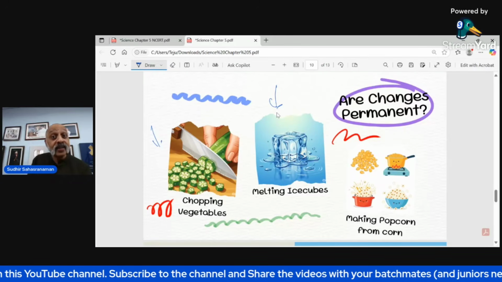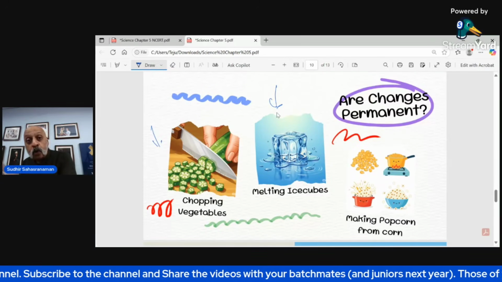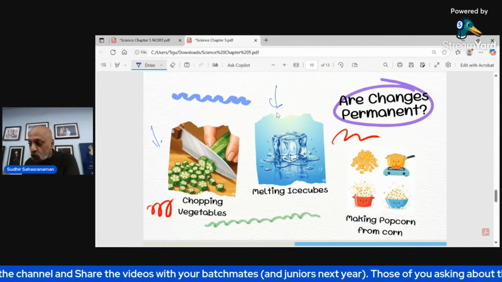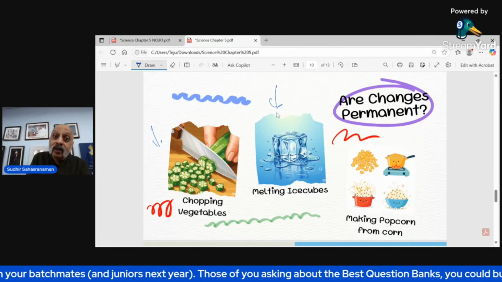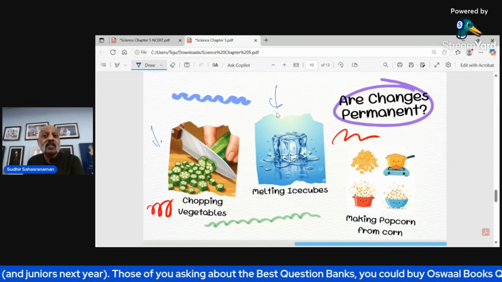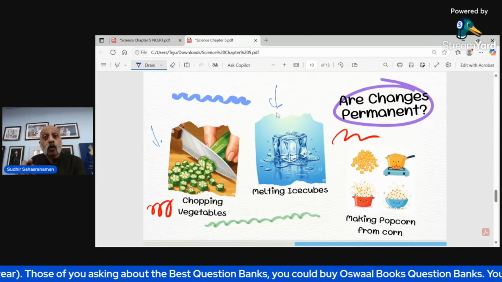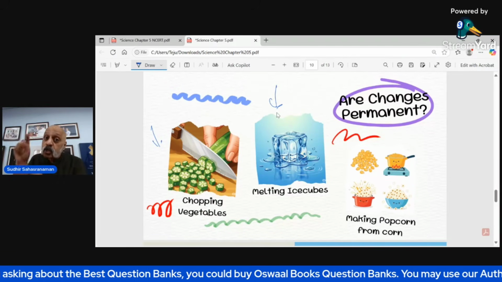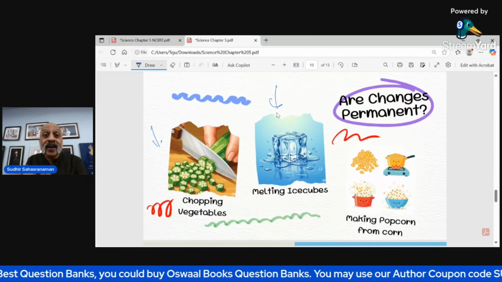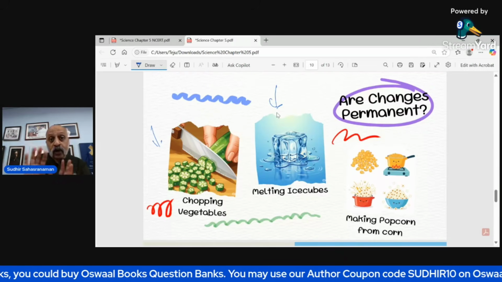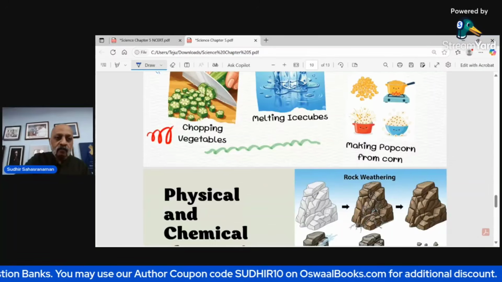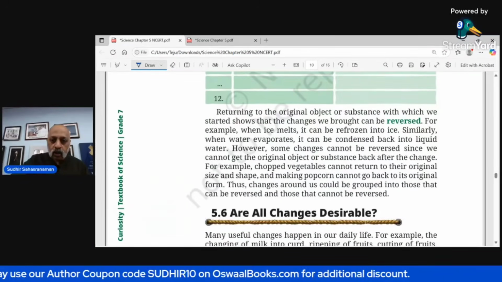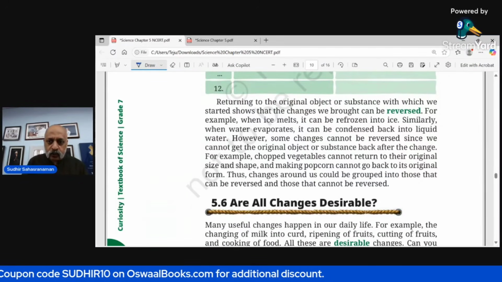Is this change permanent? Yes, it is permanent, because the popcorn that you have got now, the white color popcorn, cannot go back to the form of the small golden color corn again. So this change is permanent. Ice cube also is permanent in a way, because unless you put it in a freezer, you cannot get the ice cube back again. If you put it, you will get it. So that is the thing about whether the changes are permanent or not. That's what it's saying.